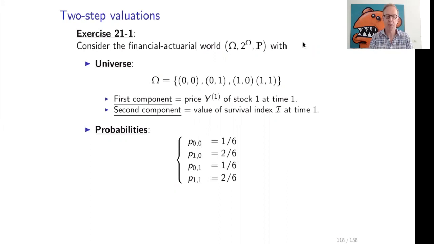The four couples are (0,0), (0,1), (1,0), and (1,1), where the first component of each couple denotes the price Y1 of stock 1 at time 1. So this price can only be 0 or 1. And the second component is the value of the survival index I at time 1, which can be equal to 0 or 1. There are physical probabilities given. P00 is 1 over 6, and so on. These are the probabilities under the physical measure P. Notice that all these probabilities are positive, larger than 0.